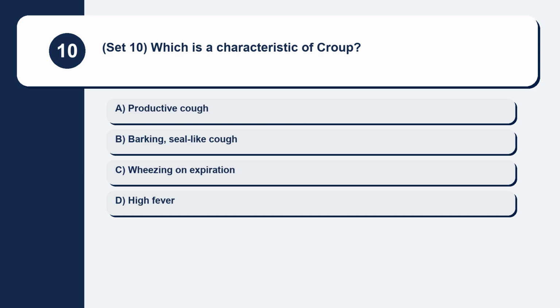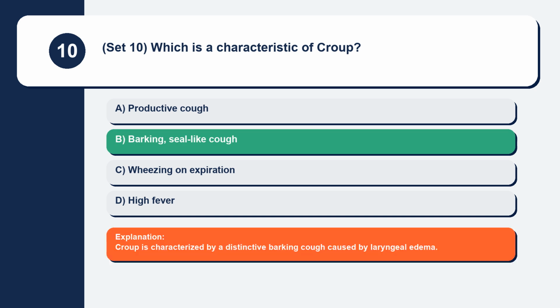Question 10, Set 10. Which is a characteristic of croup? Productive cough, barking seal-like cough, wheezing on expiration, high fever. Croup is characterized by a distinctive barking cough caused by laryngeal edema.